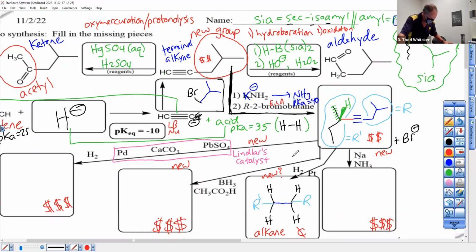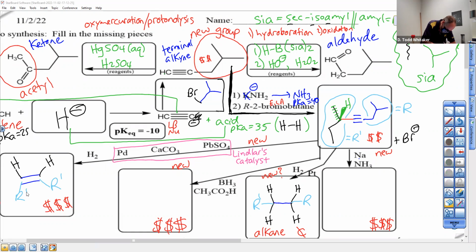So you're going to get a syn addition over here with 2 new H's. Very valuable. You got a double bond with geometry. Was R on the left before? I reversed them, I'm sorry. Double bond with geometry is valuable. That's what the $triple means.